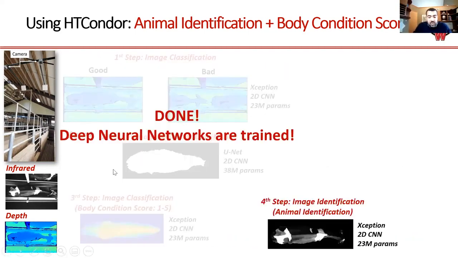This is a done deal for those networks. We train once and it's trained. We don't have to retrain again. For animal identification, it's a problem. Here, we don't have a done deal.